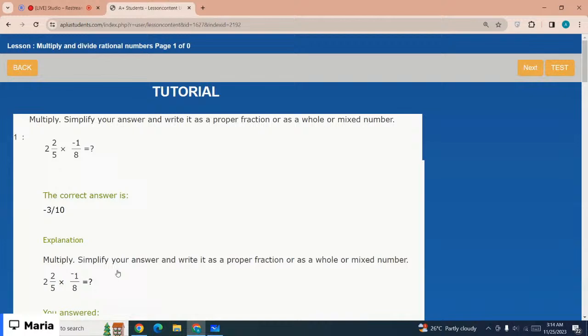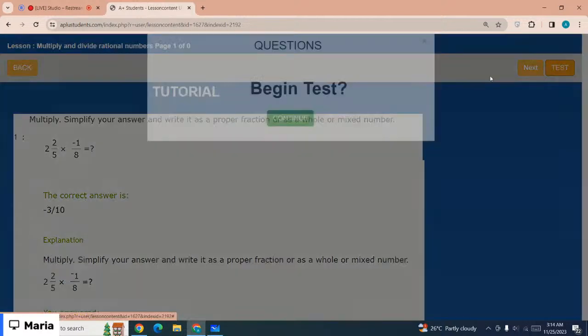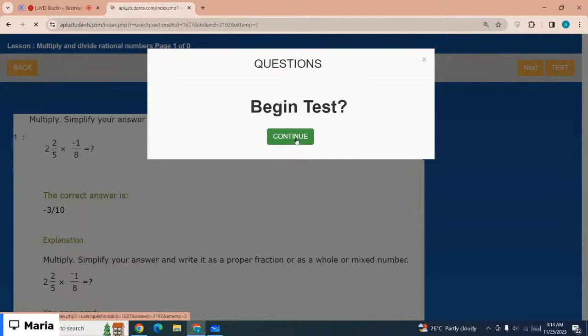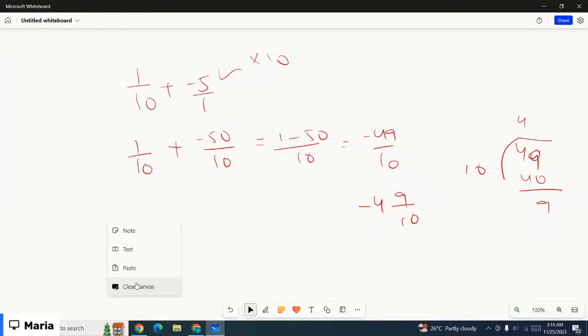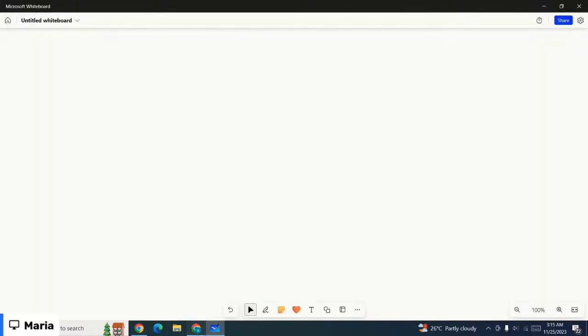Okay, so 2 whole 2 by 5 times negative 1 over 8. So multiplying and dividing rational numbers is exactly same like you do the fractions, right? Negative 2 whole 1 by 5 times 0.5, right? So you can write 0.5 as 1 over 2, right? So negative 2 whole 1 over 5 times 1 over 2.